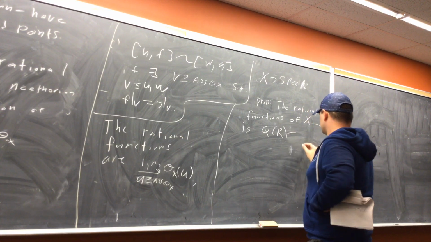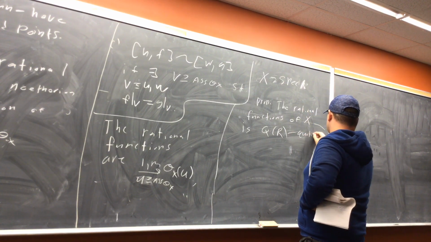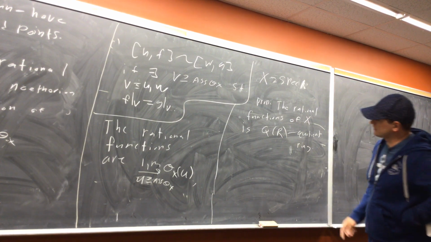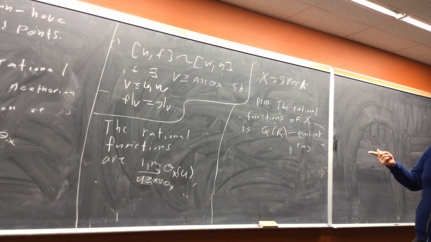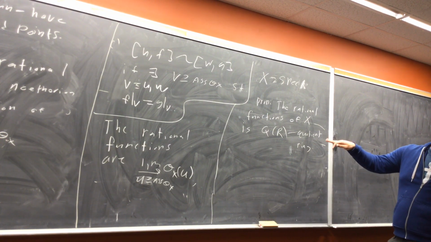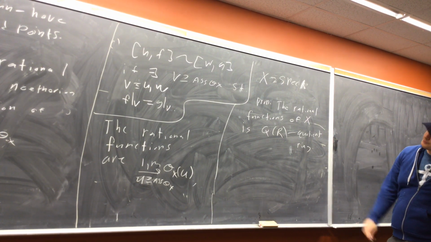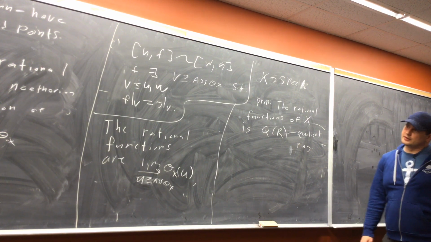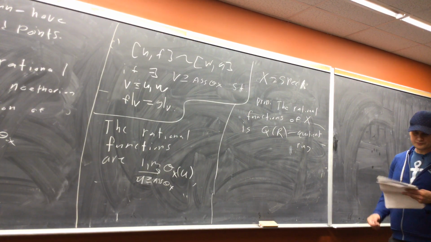And so this is the quotient ring. So what I'm saying is, look at the multiplicative set of all non-zero divisors, and then you localize there. Okay? And so in that case, these are the rational functions.